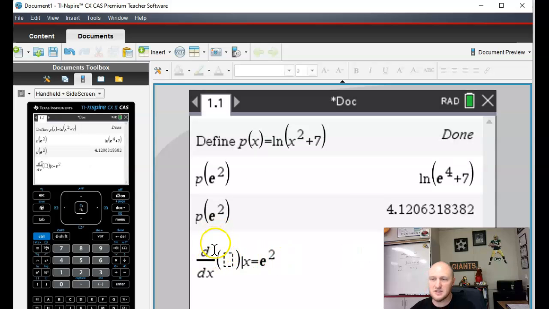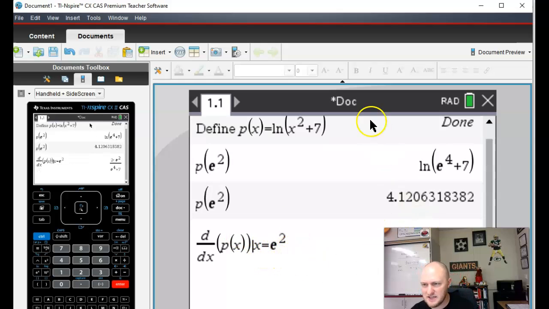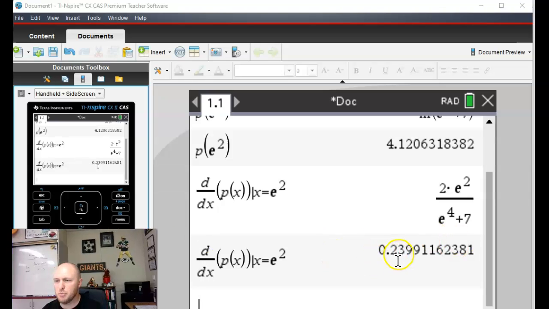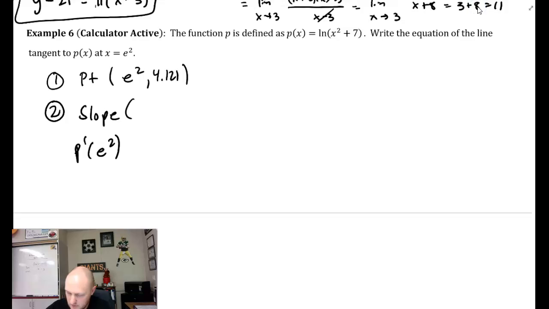And you'll notice it shows the Leibniz notation: the derivative with respect to x of what? And here's where you input your function, p of x, at x equals e squared. I go ahead and enter this, and this gives us 0.240. Okay, so there's our slope.